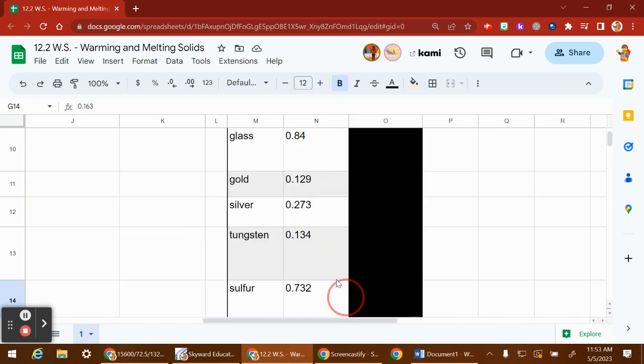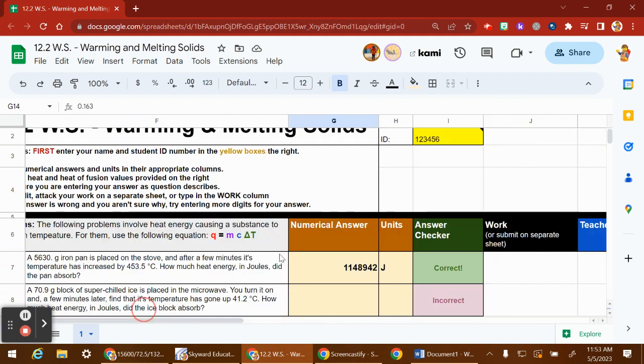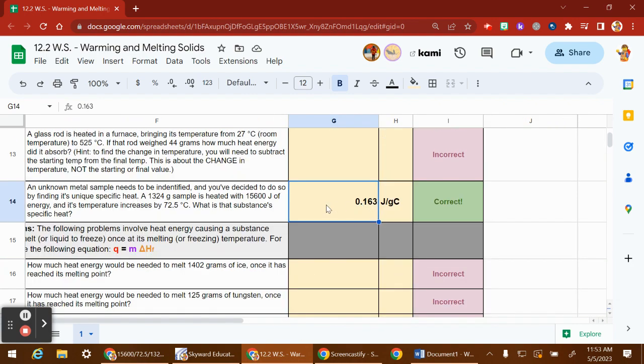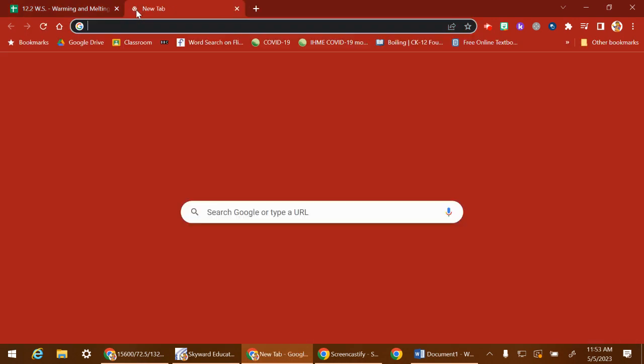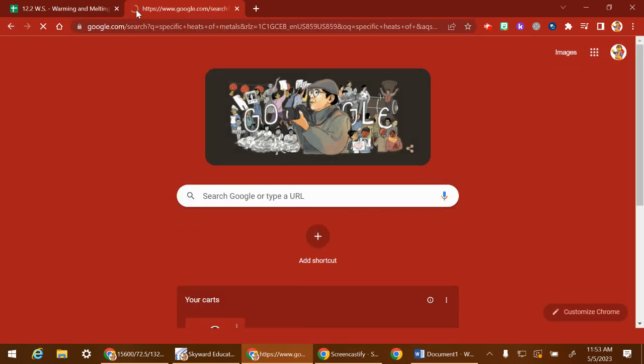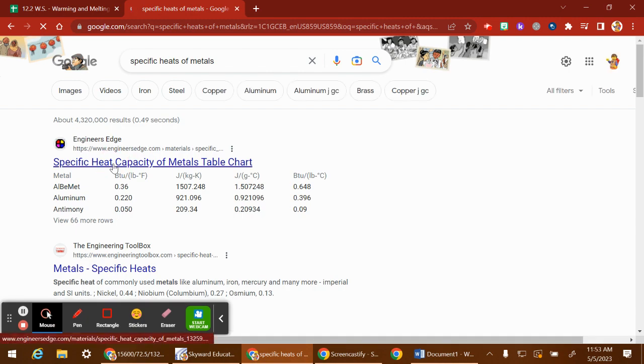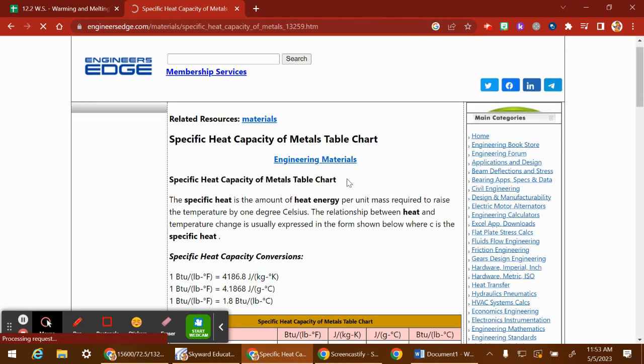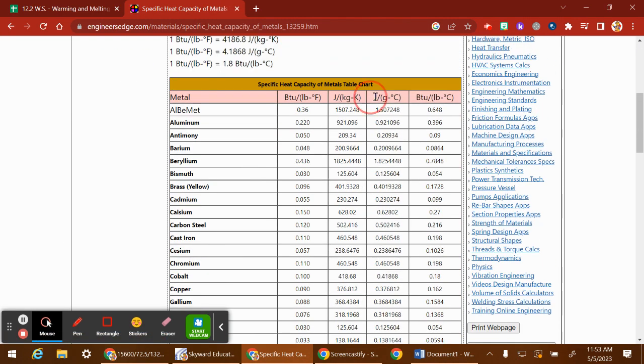We don't see it on this chart, but if this were a real situation, you could go online and look up specific heats of metals, and you could find a chart. These things are all recorded, in joules per gram degree Celsius. Again, this is extra. I'm not asking you to do this. This is just a proof of concept.